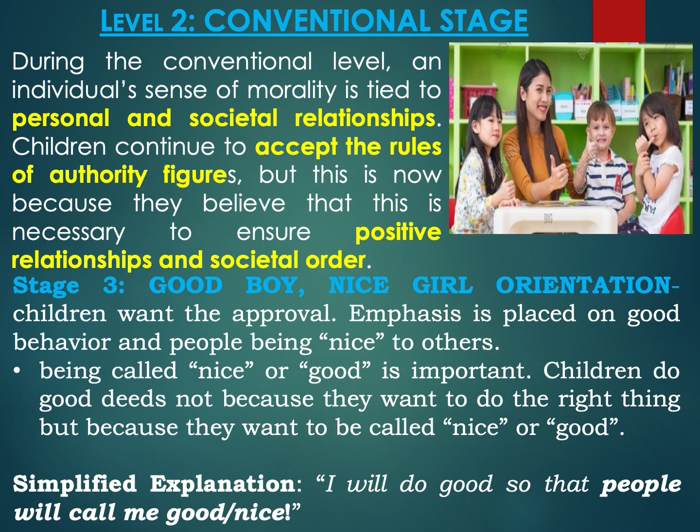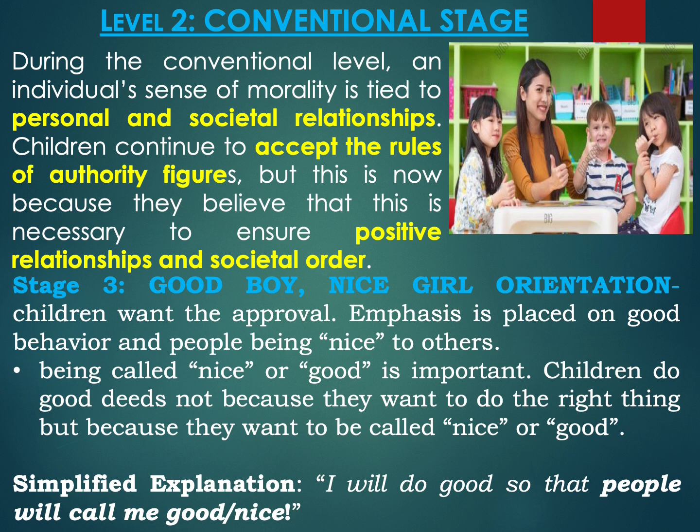Kaya nga pag yung preschooler sinabi mo, hindi na kita friend, the child will cry. Why? Because for the child, for that preschooler, it is very important to keep the relationship with that person. Alright? So we have stage 3 under conventional stage, and it's called the good boy, nice girl orientation. Dito po, children want approval of other people. Emphasis is placed on good behavior and people being nice to other people. So para sa kanila, being called nice or being called good is important.